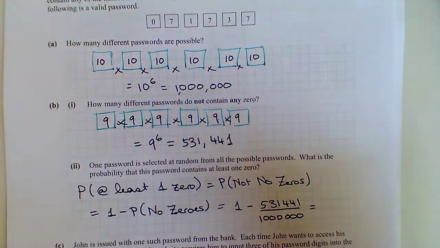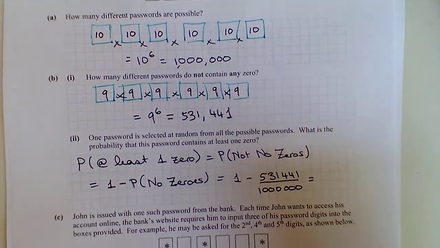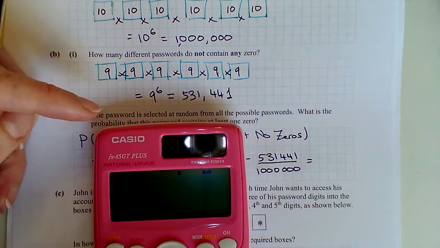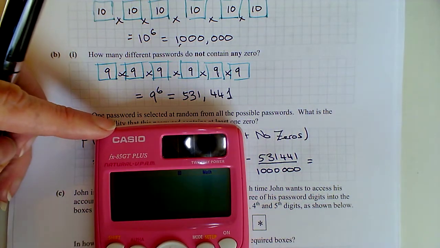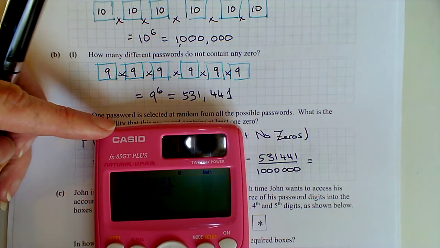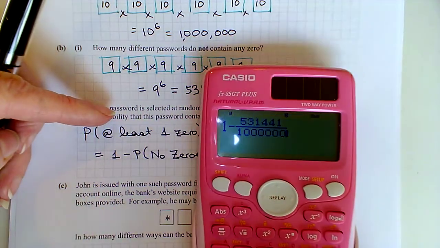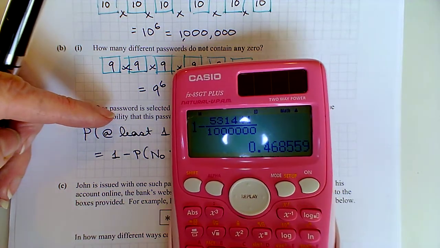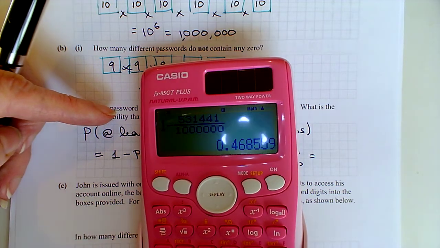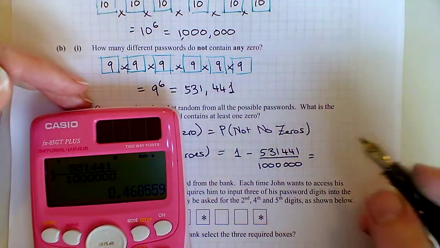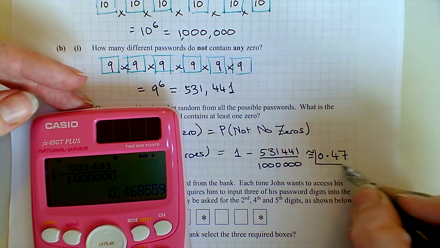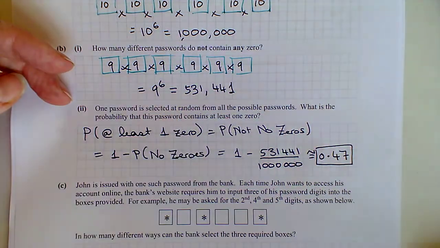And that gives you, and did they say how they want us to write it? No, so we'll just write it as a decimal. And that's going to be 1 minus 531,441 over 1 million. Okay, so we type it in like that, and we get 0.468559. And let's go to 2 decimal places, so that's approximately 0.47. A 47% chance that it has at least 1 0.